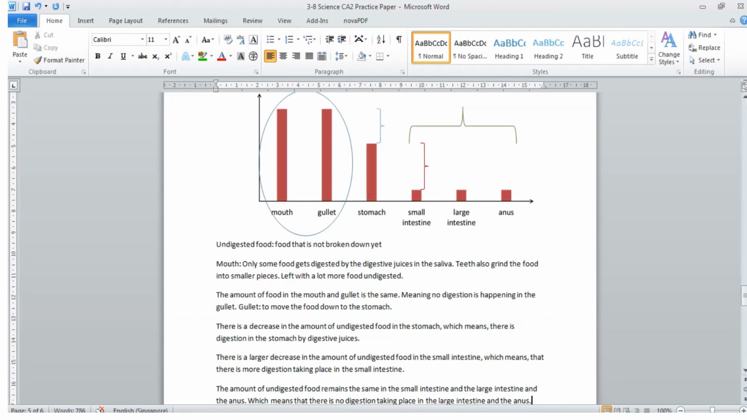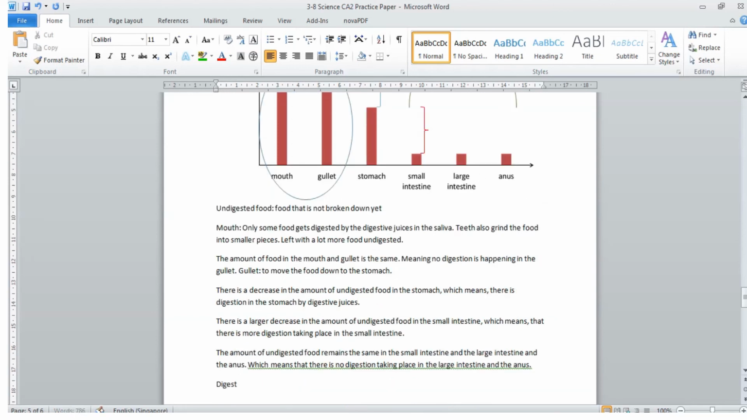Okay, so the amount of food remains the same in the large intestine and the anus and also the small intestine. Why? Because when the food goes out from the small intestine, that's the undigested food. It goes to the large intestine. No more digestion. Why? Because digestion has already stopped in the small intestine. Okay? Now, what then happened in the large intestine?